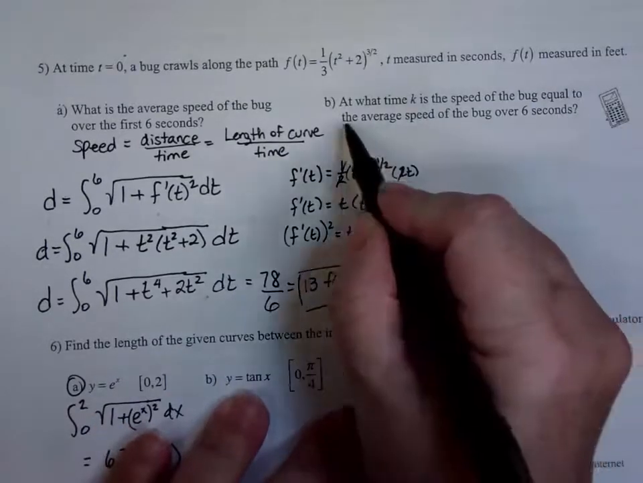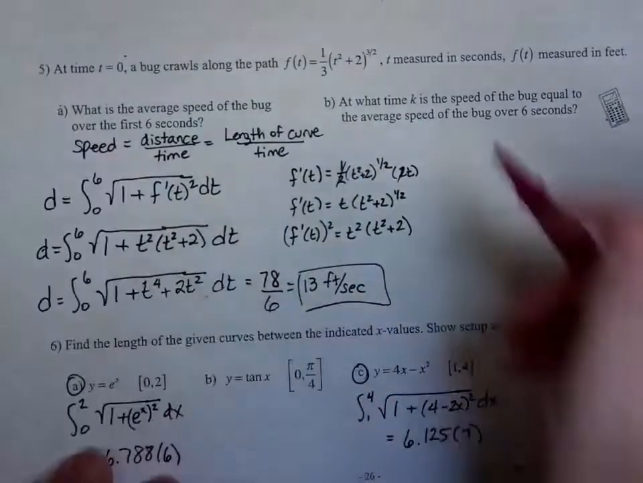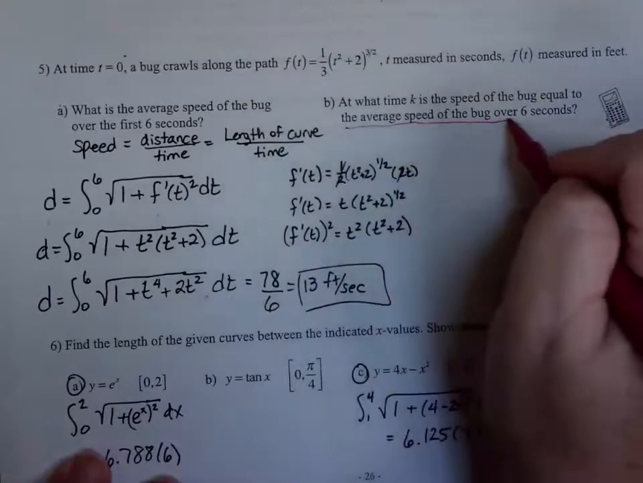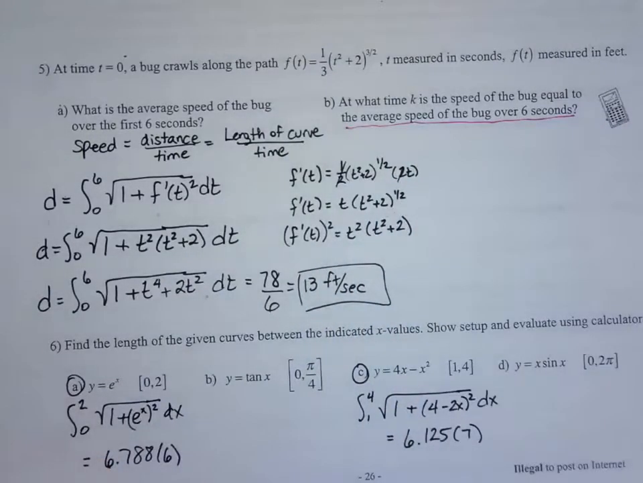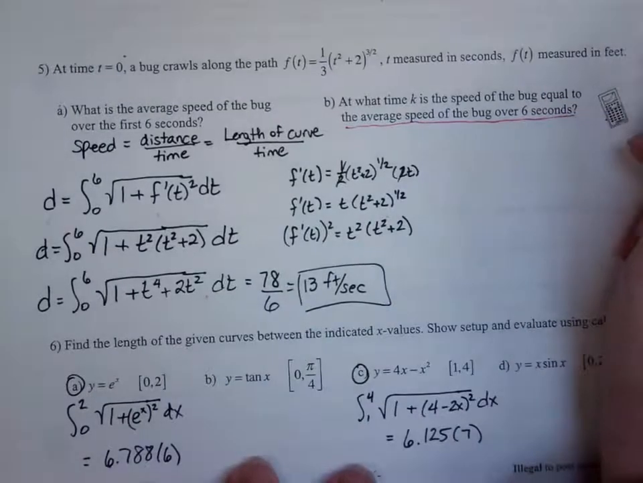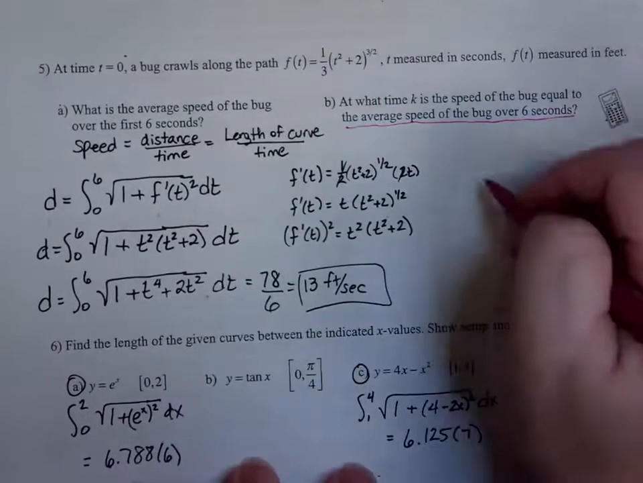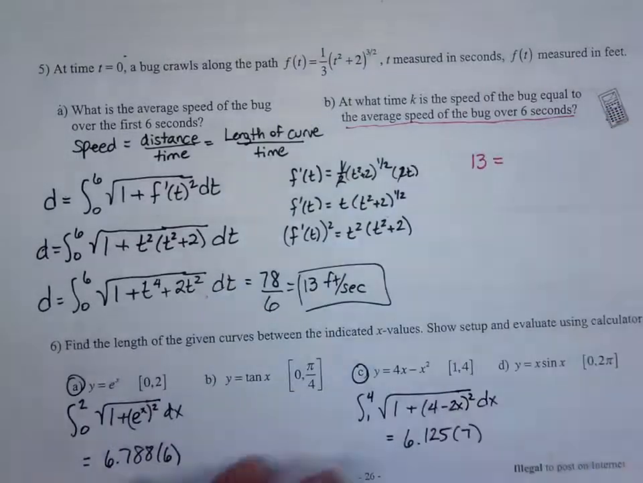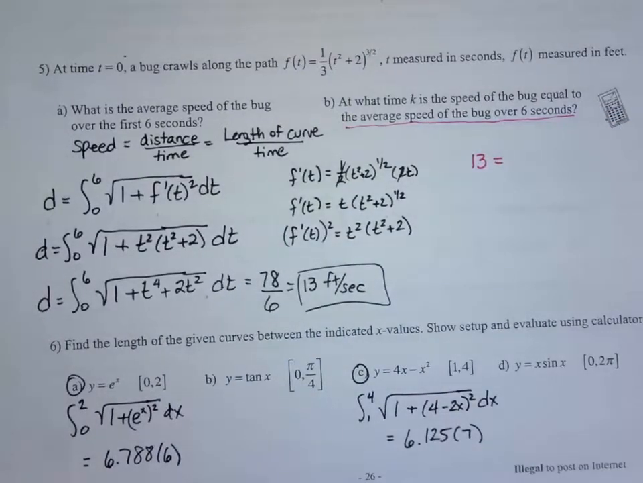This right here, let me use another color. I just found that, didn't I? What I just underlined in pink, didn't I just find that number? What does it equal? 13. So I'm going to set something equal to 13. Does that make sense? So 13 equals the speed of the bug at time k.